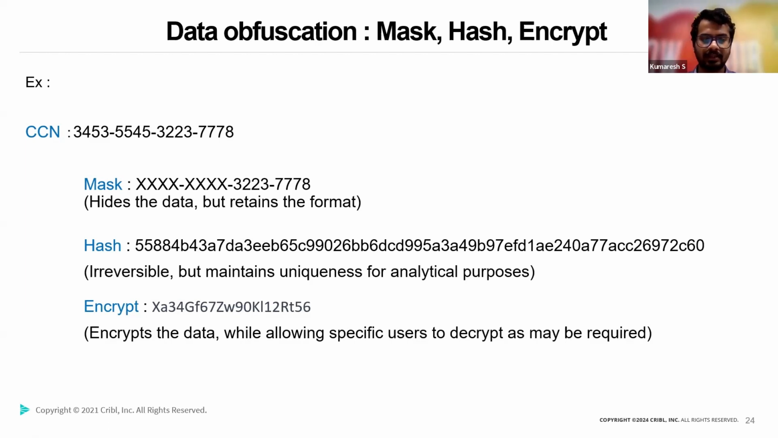In the case of encrypt, you can encrypt data so that it is not human readable, but people who may need access to that private data can decrypt it in, let's say, Splunk, for example, using special commands that Cribl has enabled for decryption. So Cribl allows you to perform all of these different types of data obfuscation on your data before it reaches your destination. That is a huge use case for Cribl.